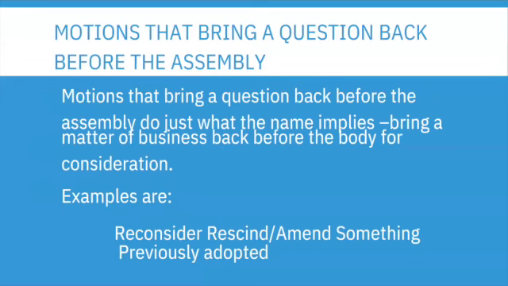Now, you can also have motions that bring a question back before the assembly. That's what it says. So there's business that was taken care of and somebody wasn't sure of it. They want to change their mind after it has passed. Examples are reconsider, rescind, or amend something previously adopted. And all these things I'm mentioning, I will have examples for you throughout this session so you can understand how to use them.